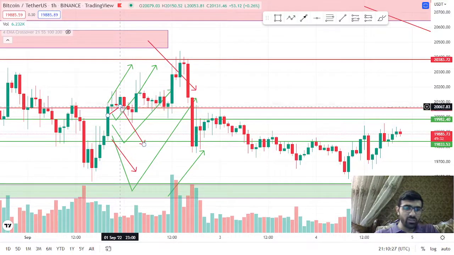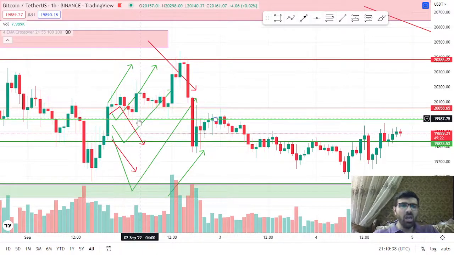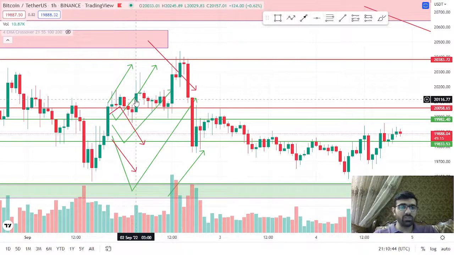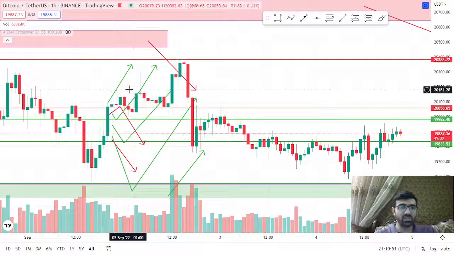We gave you a selling setup if the market respects this area, but you guys can clearly see that market closed above this area, and then market tested this area again, and then market closed above this area. And now we gave you a good buying setup if the market respects this area, and you guys can clearly see market tested this area and closed above this area.